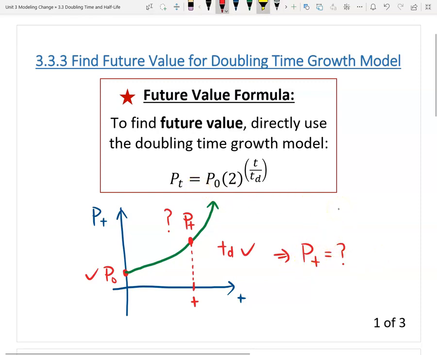Can you see? Here is the formula. Because we know the initial P0, we know TD. Of course, we also know t, right? So we can directly use the formula. Or you can say we just evaluate the function or the model at a specific time t. Now let's practice how to use this formula.